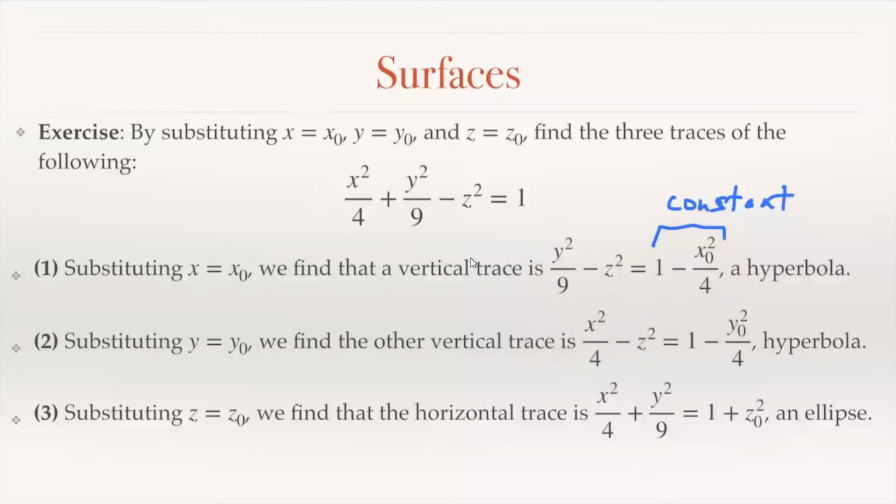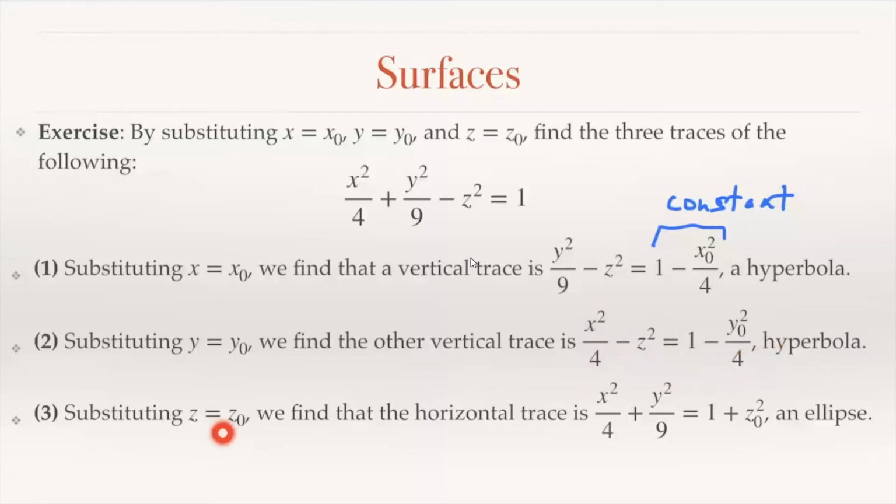Similarly, with setting y equals y naught, now this guy becomes constant, move it to the other side, and we have this, which is once again a hyperbola. It's like x squared over a squared minus c squared over b squared is 1, after we divide both sides by the right-hand side to get it to be 1.